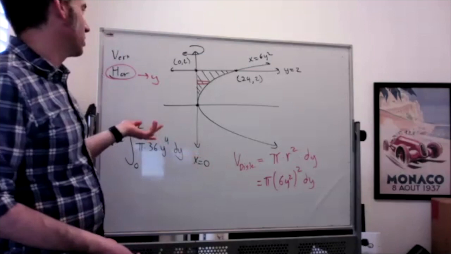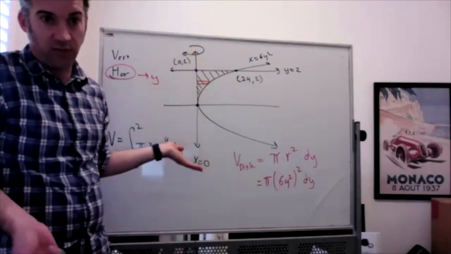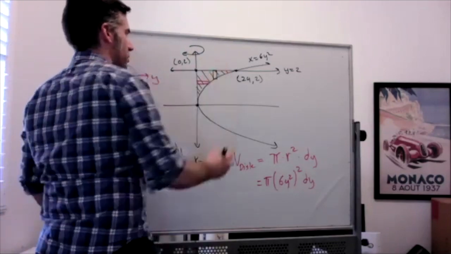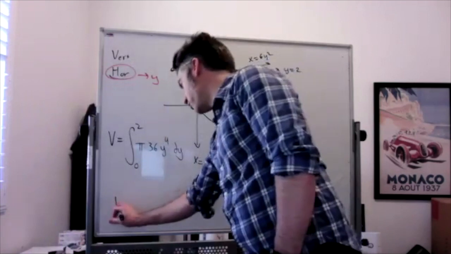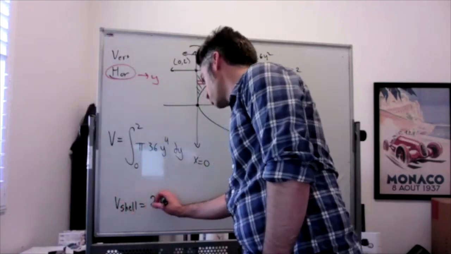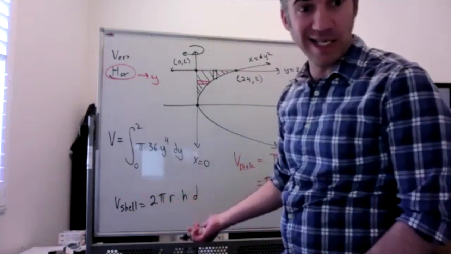And if I want to use a vertical strip, that means I have to use the x variable, because a vertical strip gives symmetry. So if we're using a vertical strip, then the volume of our shell is always 2 pi r h d whatever, in this case dx.